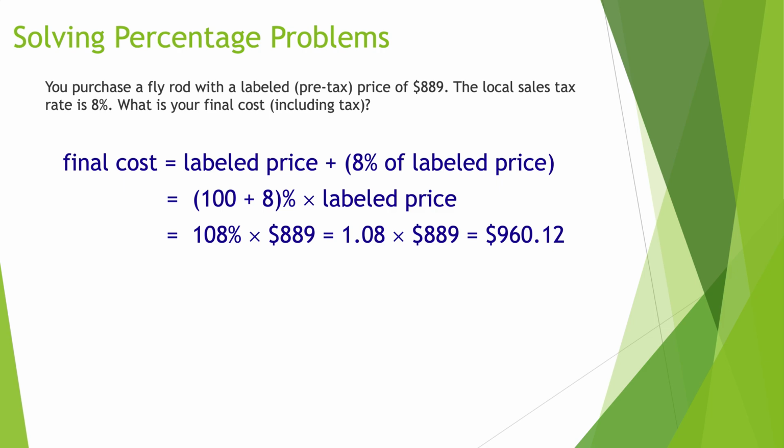$960.12. An alternative way to do this is simply figure out what 8% of 889 is and then add it to the pre-tax price of 889. A little bit longer, but it works both ways.